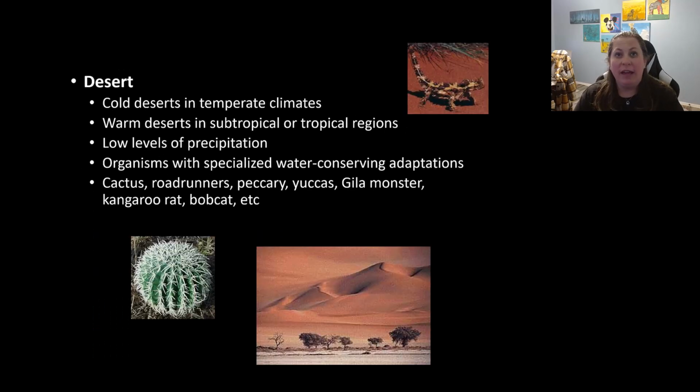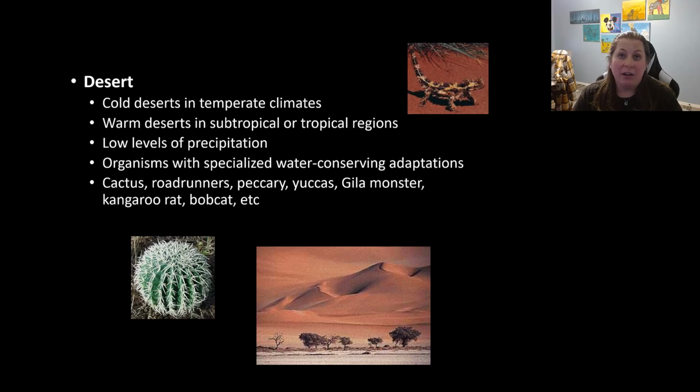The next one we want to look at is the desert. The desert can be a cold desert if the temperatures don't get very high, but warm deserts are normally what we think about here, and these can be subtropical or tropical regions. They are characterized by low levels of precipitation, hardly any. Organisms with specialized water-conserving adaptations live in these areas, and this also includes adaptations for plants.